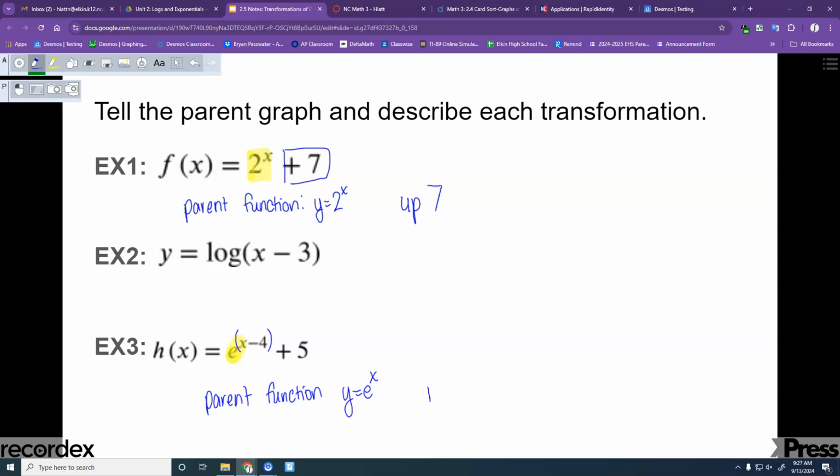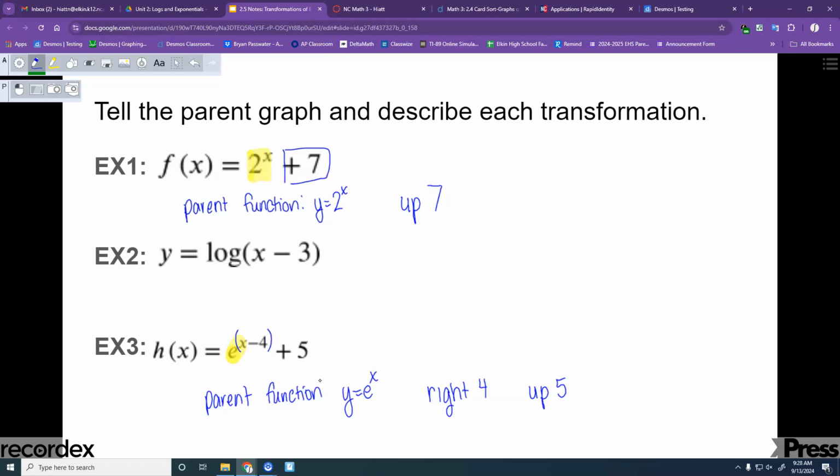Yes, it is going to move it to the right 4. So whatever is on the inside of the parentheses moves it left or right. Okay? Jeremy, what's the plus 5 going to do to the graph? Okay? Up 5. So if it's out here on the end, not in the exponent, that moves it up or down. Okay?